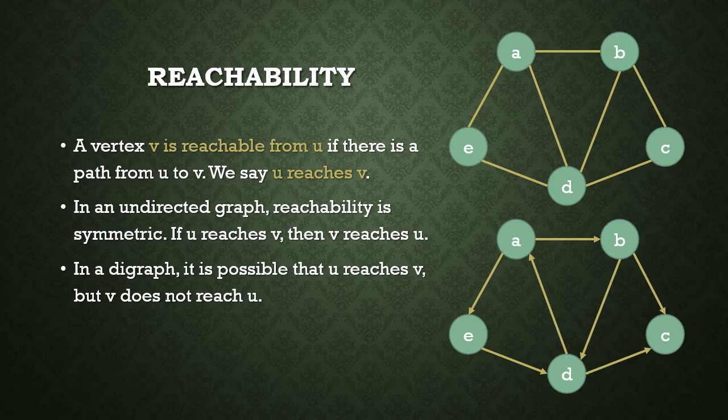In a digraph, it is possible that U reaches V, but V does not reach U. Look at the digraph shown here. There is a path from A to C, but there is no way I am at C and I can move back to A. So in this digraph, A reaches C, but C does not reach A.